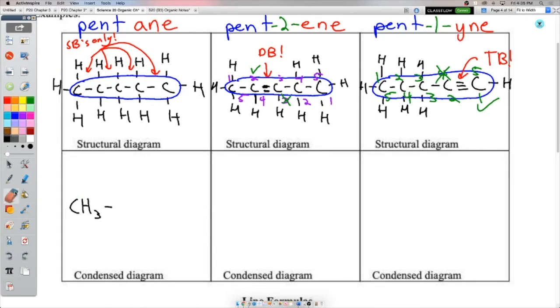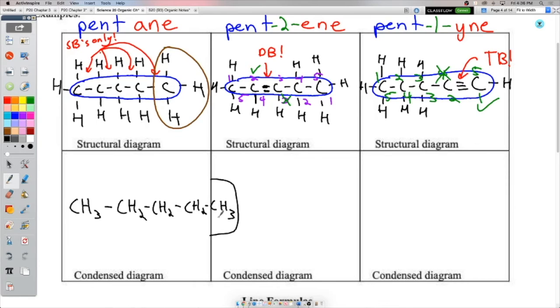Then that CH3, what's it bonded to? Well, it's bonded to a CH2, right? So CH3 is bonded to a CH2, okay? Now what's that CH2 bonded to? Well, it's bonded to another CH2, right? A C with 2 H's. What's that CH2 bonded to? You guessed it, right? Another CH2. Finally, that CH2 is bonded to another at the end, a CH3. That's all a condensed diagram is.